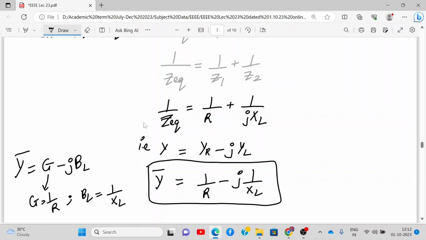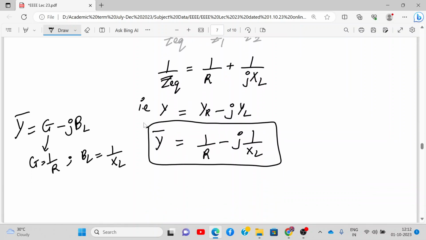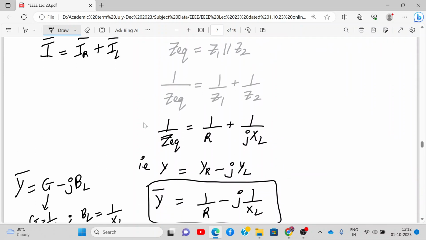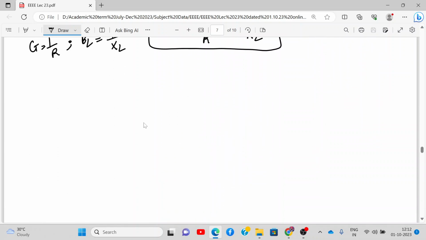Yes or no? So this is my admittance for a parallel RL circuit. We have seen the phasor diagram also, and we have seen these equations. So this is for a parallel RL AC circuit. Okay. Now can we move on to the parallel RC circuit?